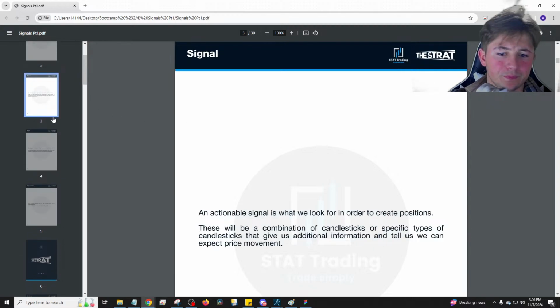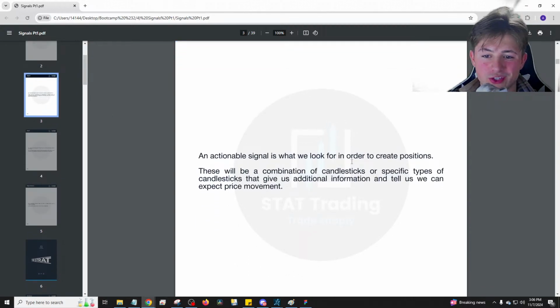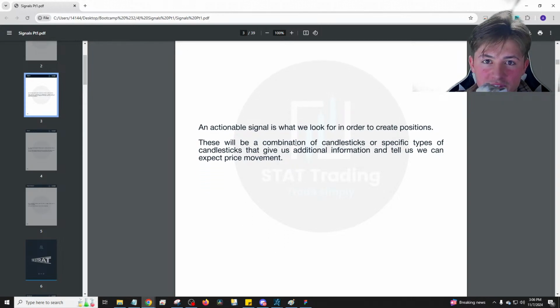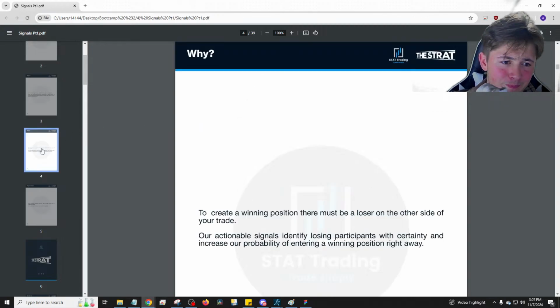All right. So an actionable signal is just what we look for in order to create positions. It does not mean we can only trade actionable signals, but it's what we want to be trading. It's a preference because the probabilities are going to be higher when you take an actionable signal. And it could be a combination of candlesticks with the 1s, 2s, and 3s, or specific types like hammers, shooters, dojis, that type of stuff. And that gives us additional information to expect price movement because our signals cause movement to occur.